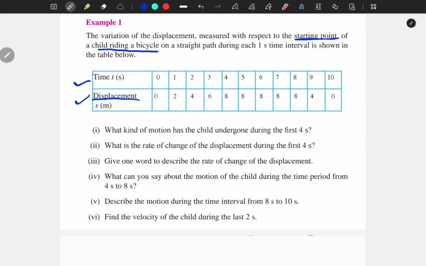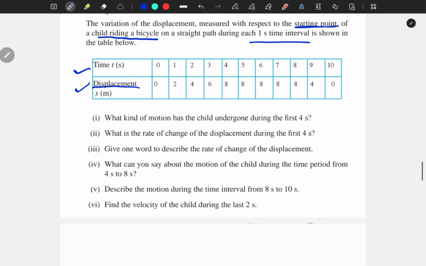child කෙනෙක් ride කරනවලු bicycle එකක්. Okay? In a straight pathway each second වලදී measure කරනවා එයාගේ displacement එක. හරිද? ඒ කියන්නේ starting point එකේ ඉඳන් කොච්චර දුරකින්ද මෙයා ඉන්නේ කියලා හැම වෙලේම එක second එකක ගානේ measure කරගෙන plot කරනවා මේ table එක. Okay? The first question is, what kind of motion has the child undergone during the first 4 seconds?